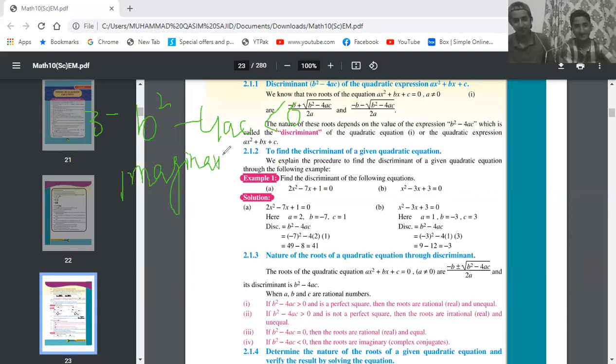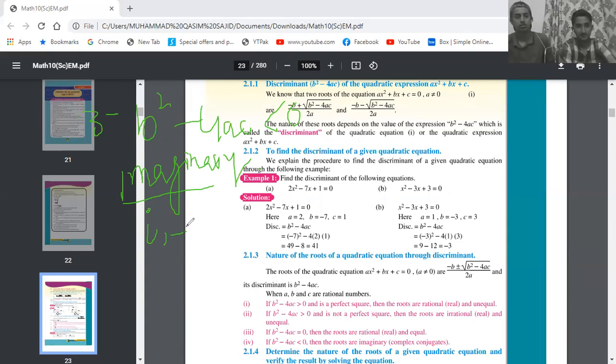Imaginary means the roots are complex conjugates. Complex means there must be some iota terms here. So these are basically the three basic types of nature of roots. When b square minus 4ac is greater than 0 and a perfect square, the roots are rational and unequal.